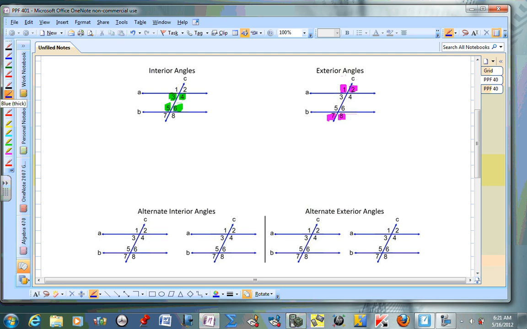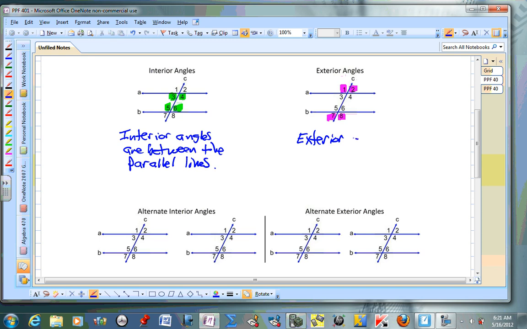And then let's just make a little note. Interior angles are between the parallel lines. If you have enough space on your paper to make these little notes. And then we'll make a note over here by exterior angles. Exterior angles are outside the parallel lines.